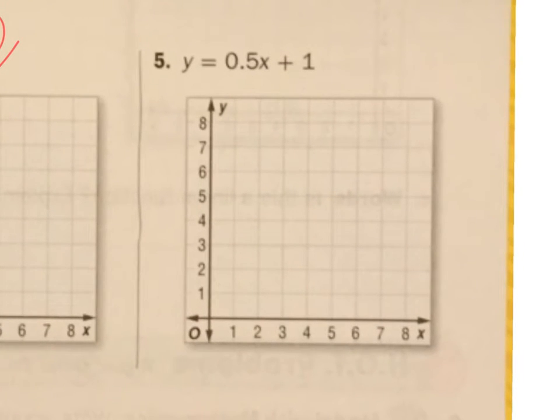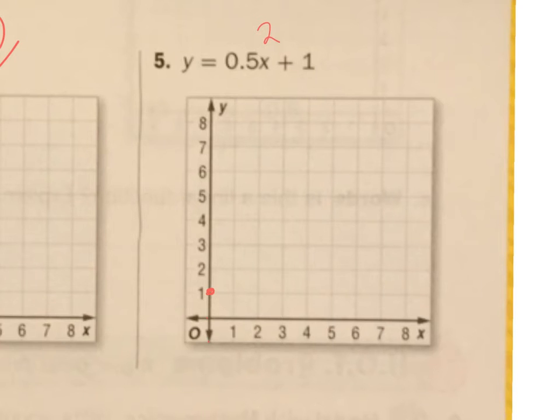So, I have y equals 0.5 times x plus 1. Now, we just pick x as a random number. I'm going to start with 0. It's kind of easy, because 0 times 0.5 is 0 plus 1. So it's 0 here and 1 here. There we go.